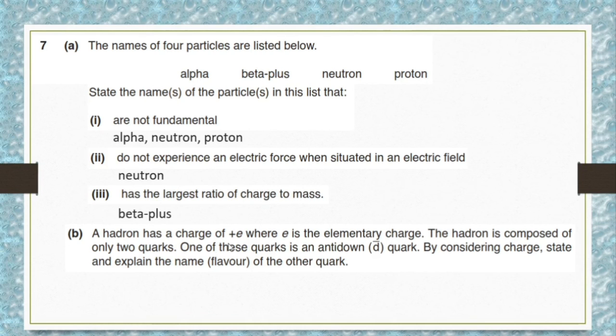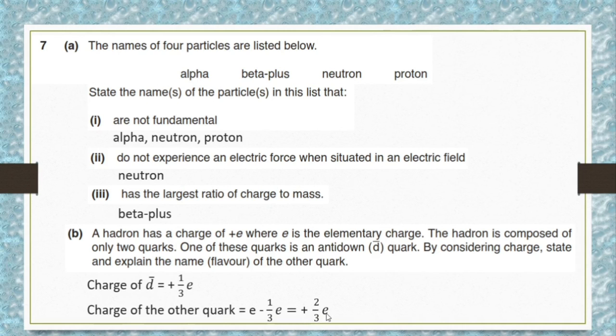A hadron has a charge of positive e, where e is the elementary charge. The hadron is composed of only 2 quarks. One of these quarks is an anti-down quark. By considering charge, state and explain the name or the flavor of the other quark. The charge of this anti-down is equal to positive 1/3 e. So the charge of the other quark will be 1e minus 1/3 e, which is equal to plus 2 over 3 e, and this will be an up quark. Yeah, the flavor is up.